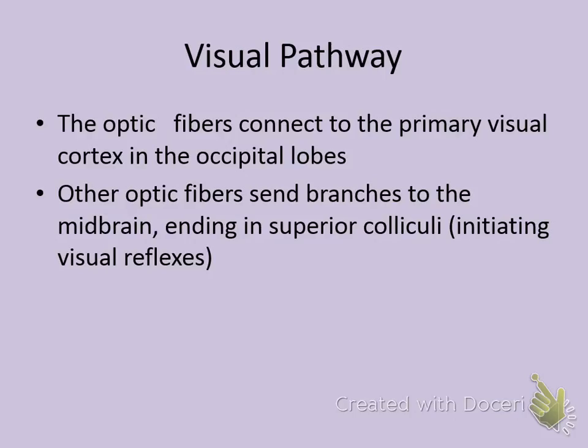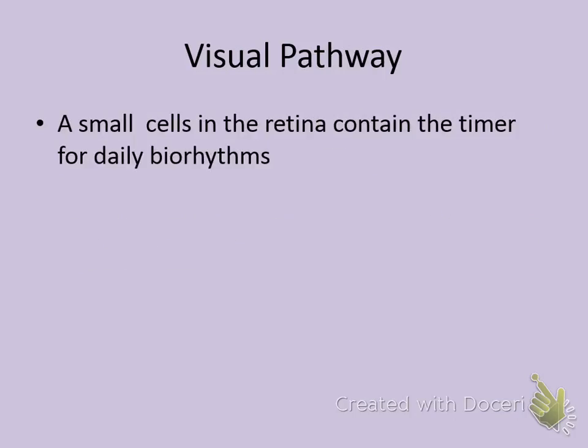So we have lots of visual reflexes. Something comes towards your eye, you close your eyes, you blink, right? Too much bright light, your pupils constrict. So we have a lot of these reflexes, but they have to be stimulated by some type of stimulus from the outside.